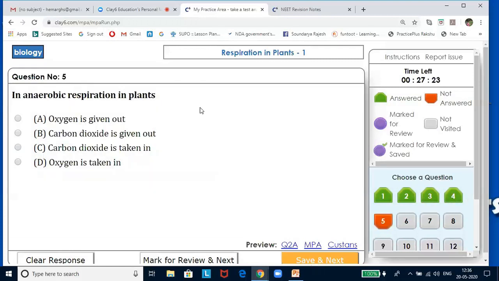In anaerobic respiration in plants, if we look at anaerobic respiration, the end products will be carbon dioxide, water, and energy. So what is given out means it should be only carbon dioxide is given out.